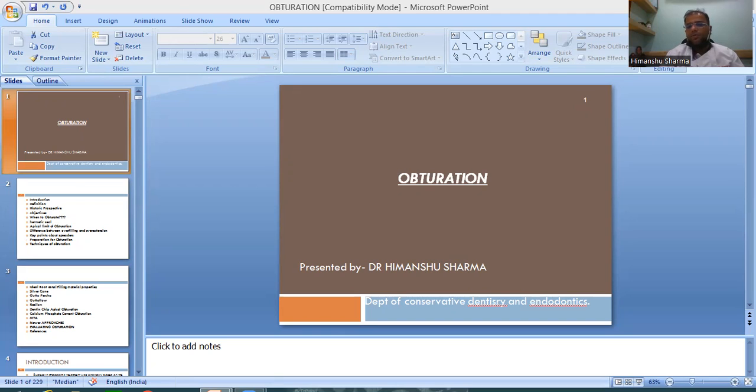Now coming to thermomechanical compaction. It was introduced by McSpadden in 1978. The principle is an automated rotary device, where heat generated by friction softens the gutta percha, and the design of the blade forces the material apically. The McSpadden compactor resembles a reverse Hedstrom file or reverse screw design.